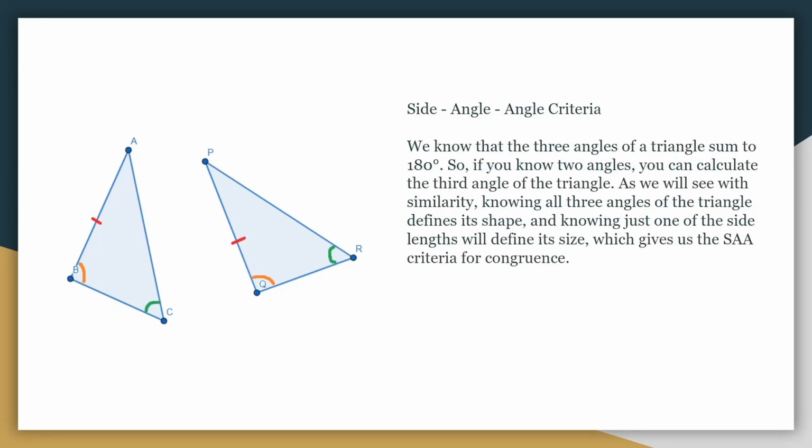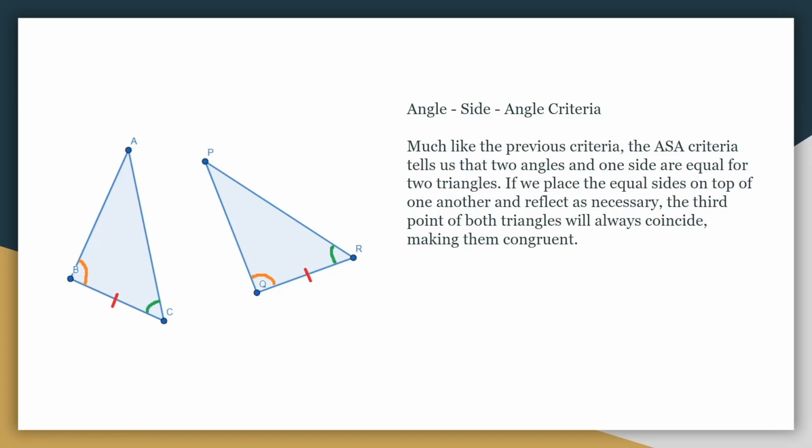Next, the side-angle-angle criteria. We know that the angles of a triangle have the sum 180 degrees. If you know two angles of a triangle, then you can calculate the third angle of the triangle. Knowing the three angles of a triangle defines its shape, and then knowing one of the side lengths between two of those angles gives the triangle its size, thus defining a unique triangle. Similar to side-angle-angle criteria, the angle-side-angle criteria tells us two angles and one side between them. If this is equal for two triangles, then they are congruent.